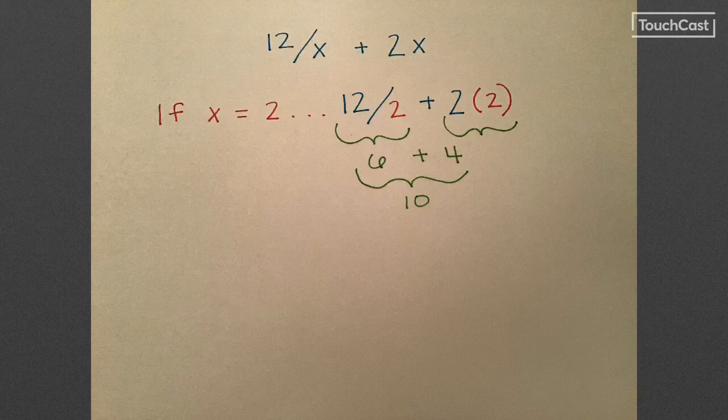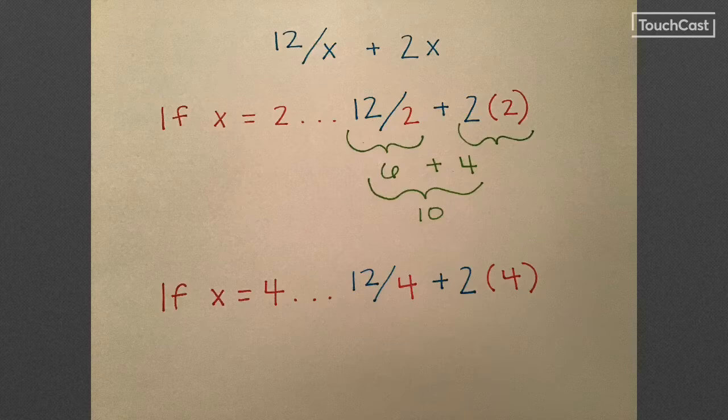I'm going to have to do 12 divided by 2 plus 2 times 2. Now, multiplication and division are part of the same step, so we're going to do them in order from left to right. I have 12 divided by 2, which is 6, plus 2 times 2, which is 4. 6 plus 4 equals 10. So if x equals 2, then 12 divided by 2 plus 2 times 2 equals 10.